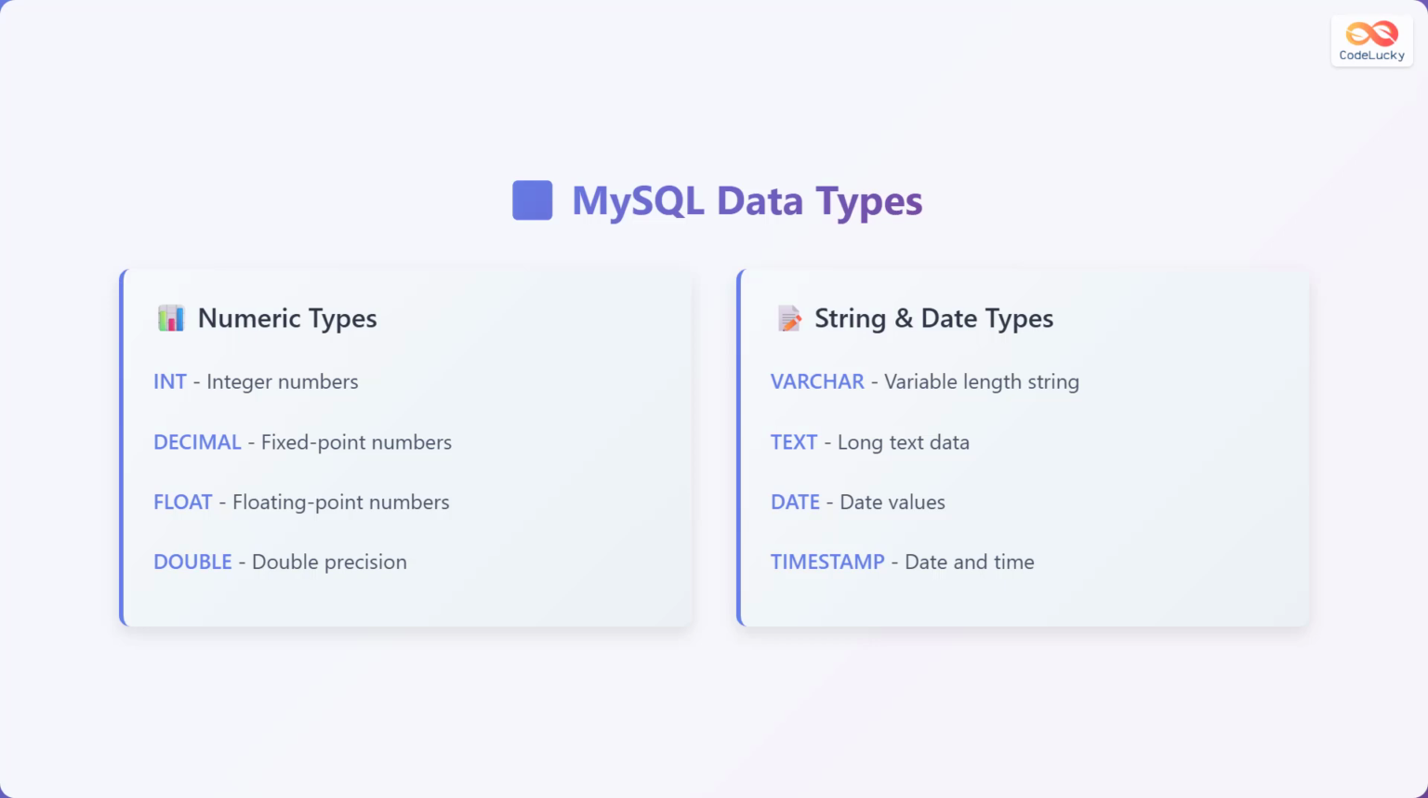On the right, we have string and date types. VARCHAR is used for storing variable length strings. TEXT is used for long text data. DATE is used for storing date values, and TIMESTAMP is used for storing date and time values.